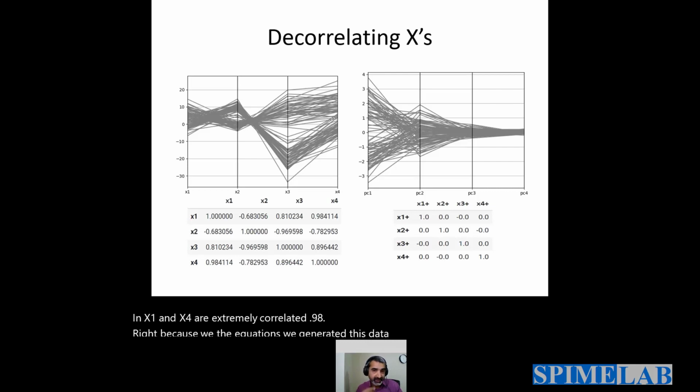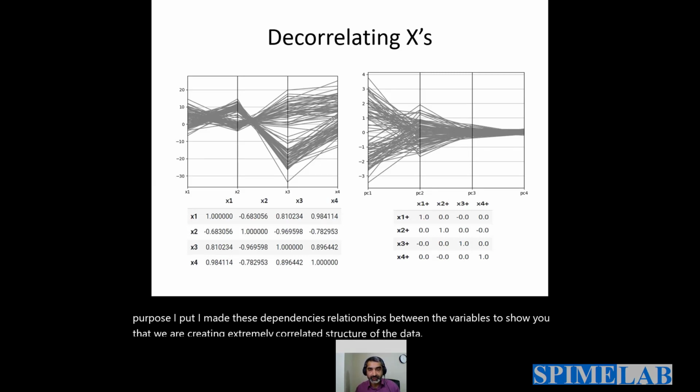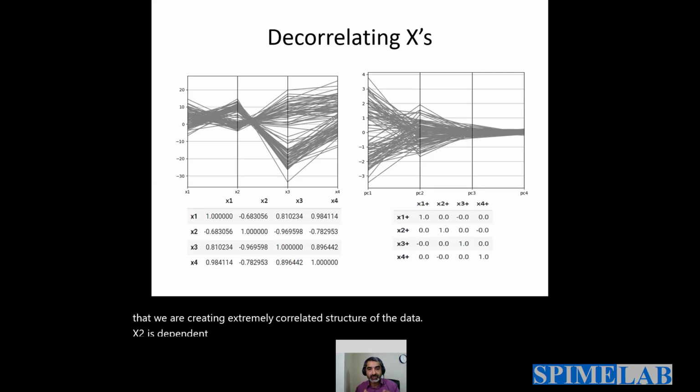It's synthetic data. So on purpose, I made these dependencies, relationships between the variables to show you that we are creating an extremely correlated structure of the data. X2 is dependent on X1, X3 is dependent on X2, X4 is dependent on X1, X2, and X3. But the point here is to show you that we can remove these correlations.